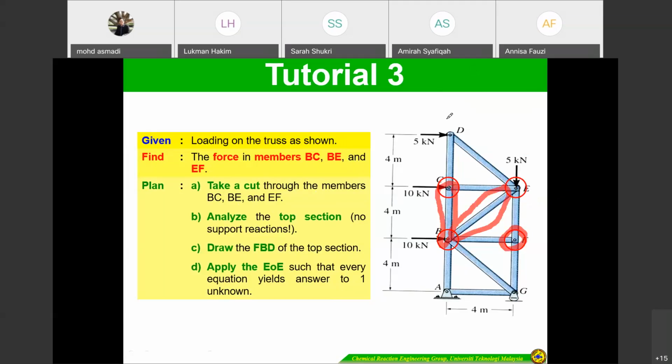If you use method of joints, you have to analyze each joint to determine only the force in members BC, BE as well as EF. But by using method of sections, where is your target section that you are going to cut? So this is the target. So you have to cut this one. Can you do this one?